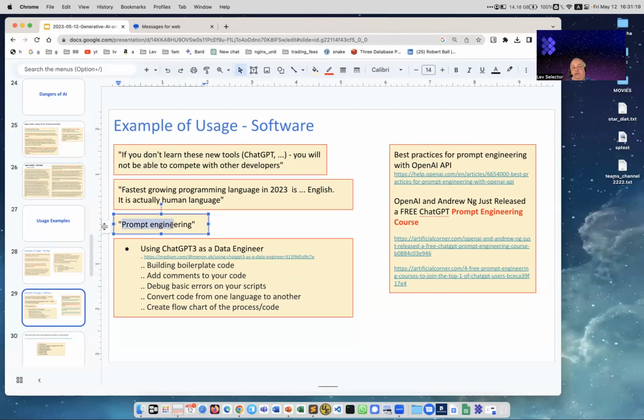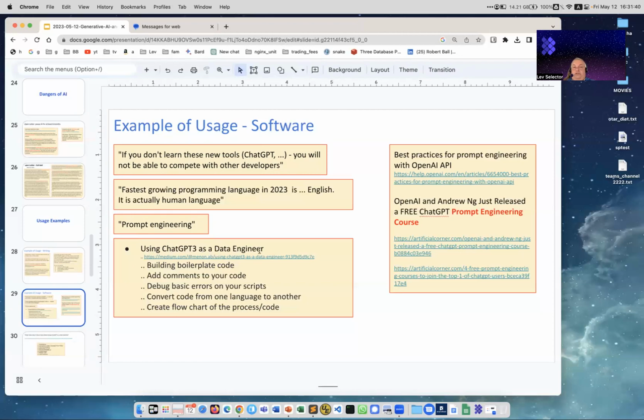Prompt engineering. There are now multiple courses teaching you how to effectively work with ChatGPT. So there are some best practices on the OpenAI website. Also, there are courses from Andrew Ng and some others.